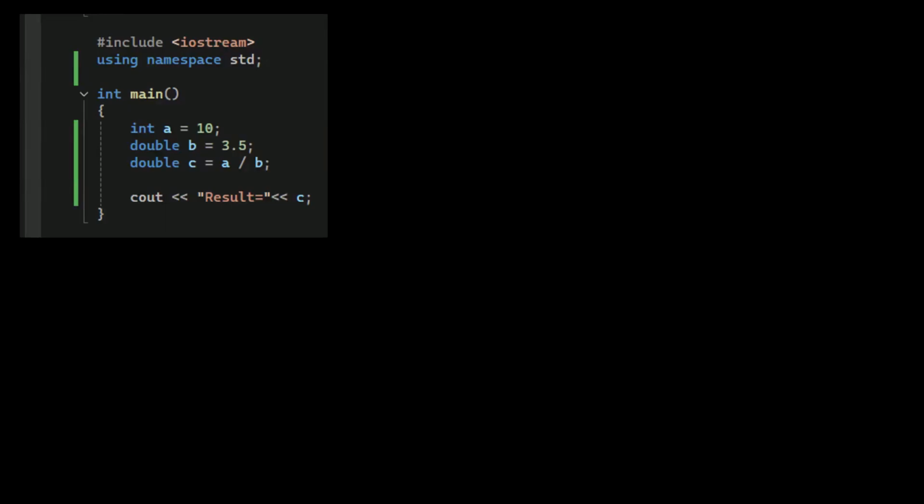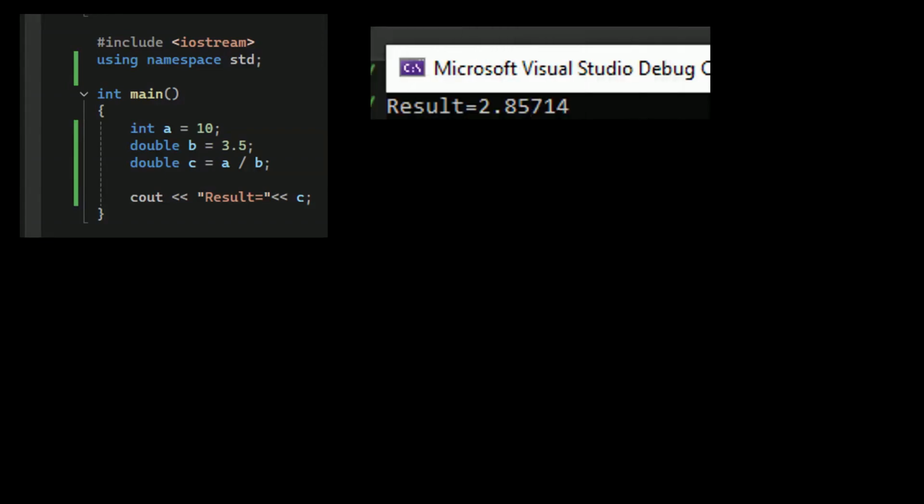Here I have a variable int a, which initially stores the value 10. Then I have another variable double b, which stores the value 3.5. Now I have another variable c of the data type double, and it stores a divided by b. Here a is an integer, b is a double. So an integer is divided by a double. So the result that we will get is a double, and it is 2.85 in this case. And we are storing back that result into another double type of variable. So when we print c, we will get this as the result.